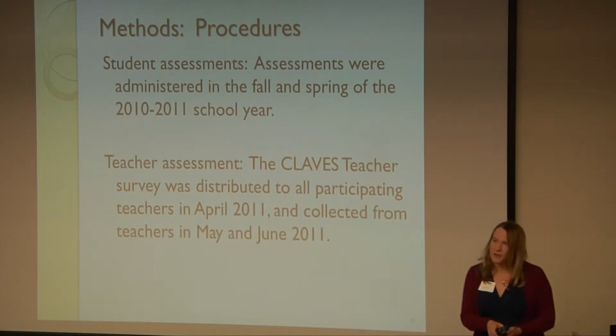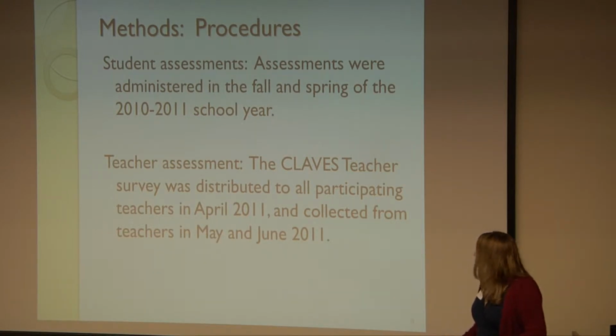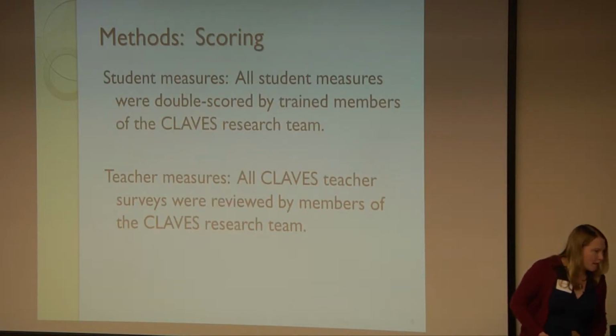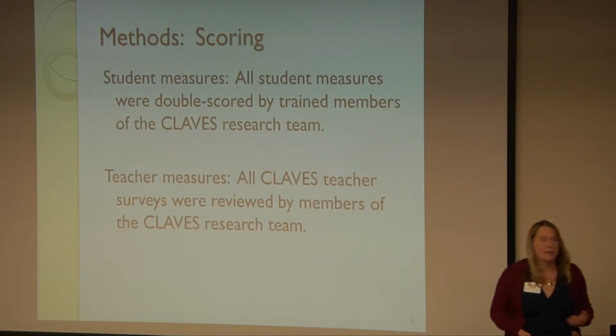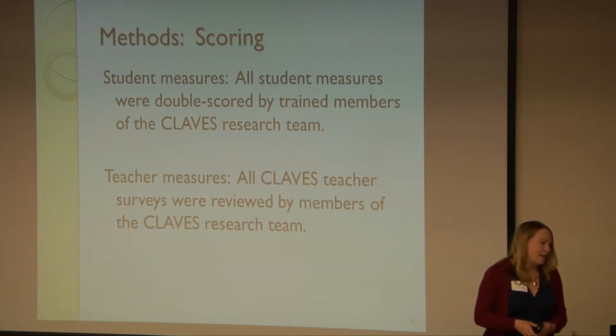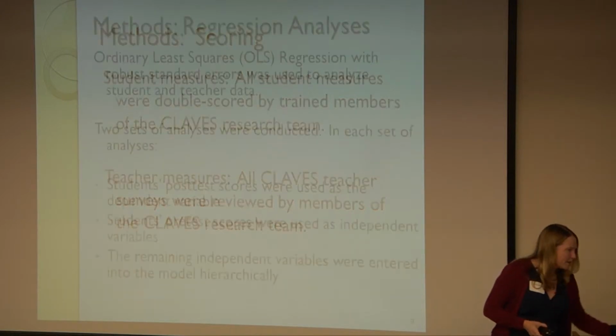And so the students were given assessments on vocabulary and reading comprehension in the fall and the spring. And the teachers were given their survey in April of 2011. And I collected them from the teachers in May and June of 2011. And so all the student measures were double scored by both me and the other members of my research team, and all the Clavis teacher surveys were reviewed by me and the other members of my team.